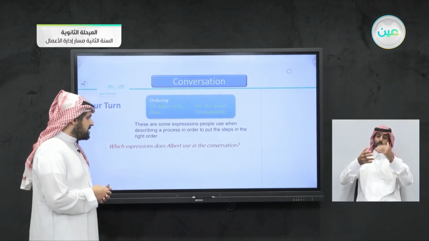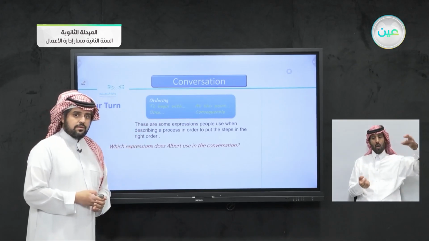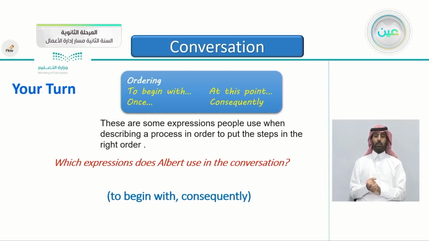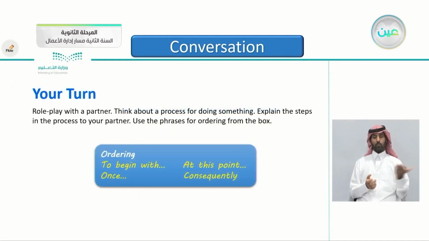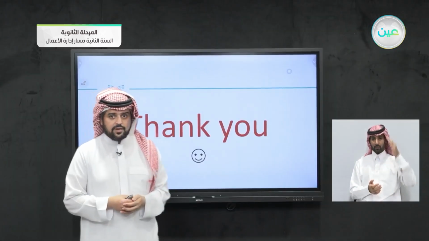Which expression does Albert use in the conversation from these four? Yes, to begin with and consequently. He uses to begin with and consequently. So role play with a partner. Think about a process for doing something. Explain the steps in the process to your partner. Use the phrases for ordering from the box. Use these expressions, role play with your partner, and discuss the results. And with that, we reach the end of the lesson. Thank you very much for listening.